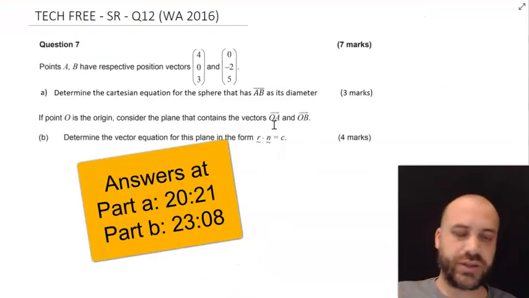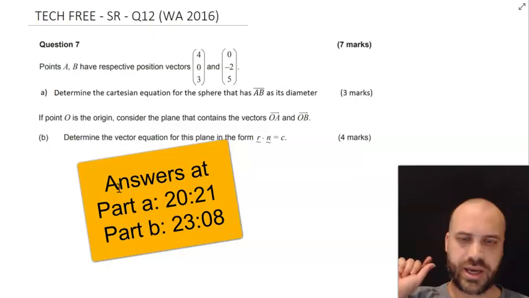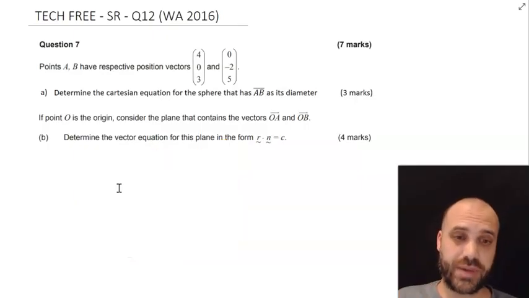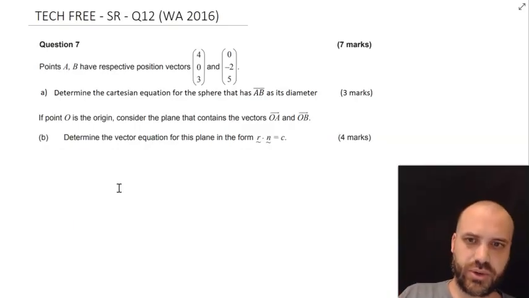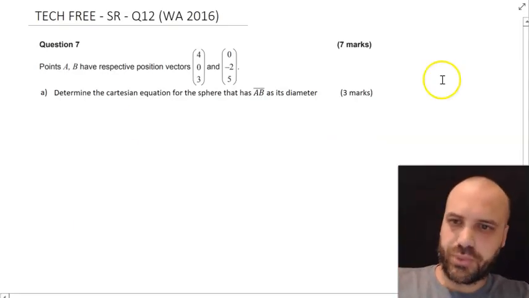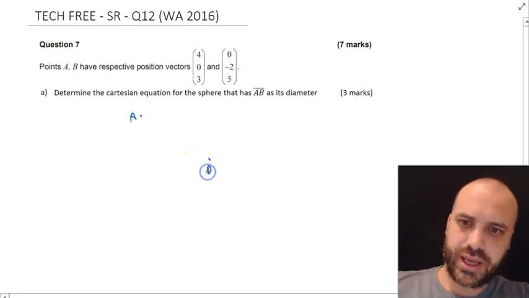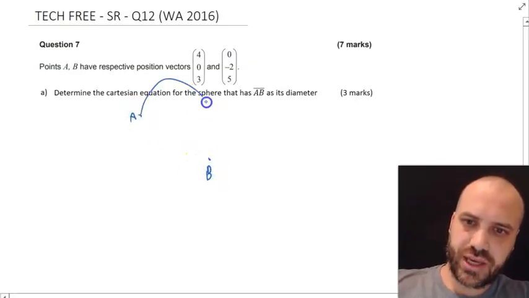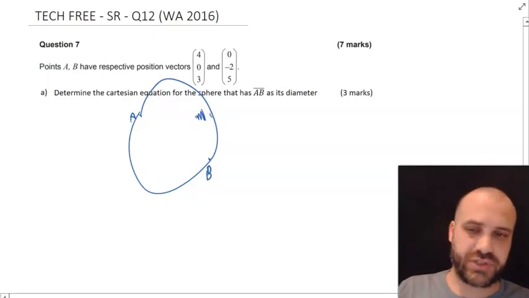Okay, last question. All right, this question comes to you from Western Australia in 2016. Have a crack at it, 7 marks, so about 10 minutes. And I'm going to solve it in 3, 2, 1. Let's go. So we have 2 points here, A and B, and there's some sort of sphere that passes through it. That's a sphere. That's my best drawing of a sphere.